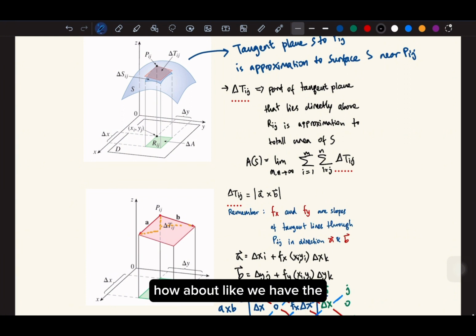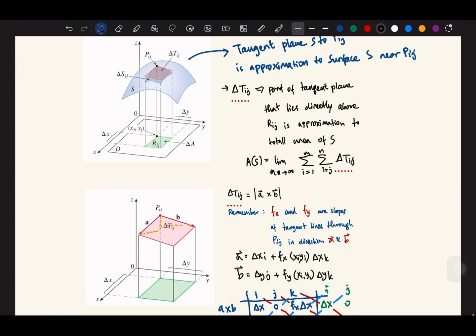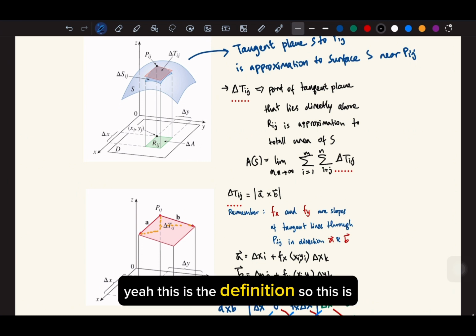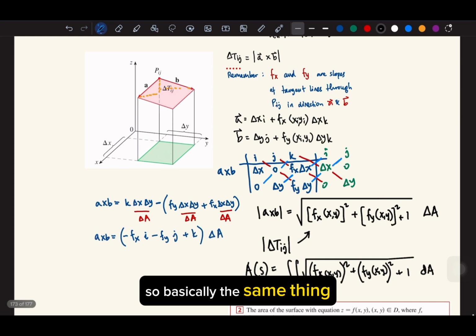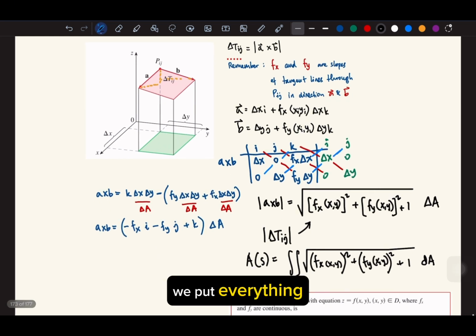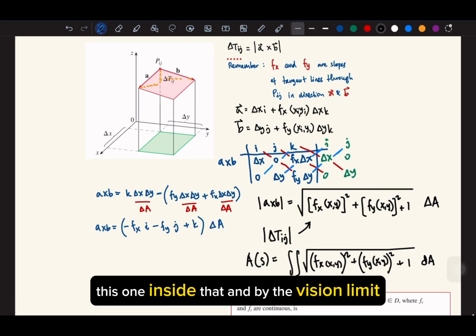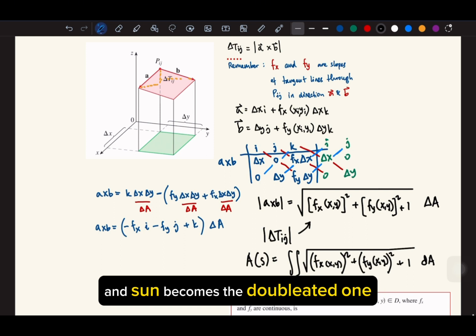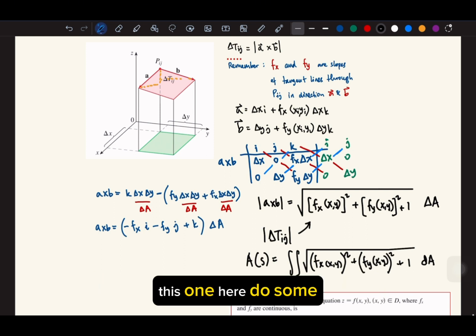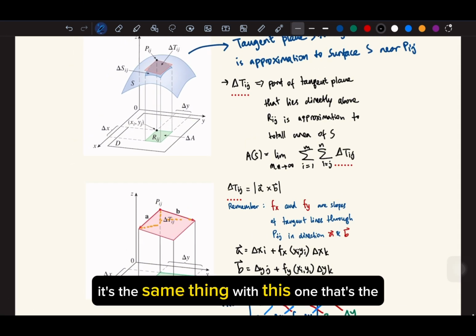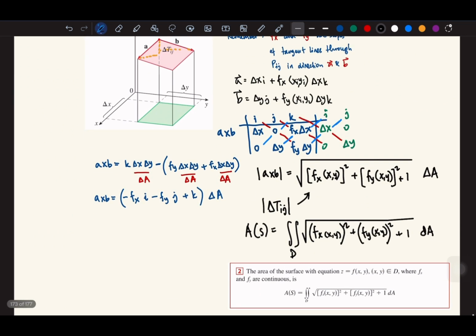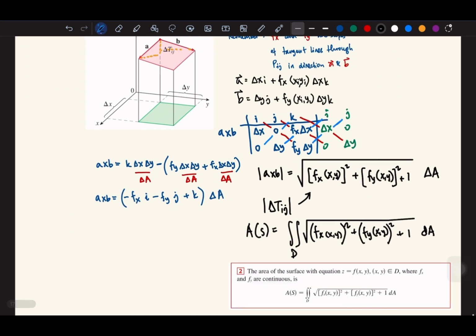How about the function with the limit? Oh, this one? Yes, this is the definition. If we take this and change this with our approximation, which is this, we put everything inside that, and by definition, the limit and sum become the double integral. These two sums become the double integral. It's the same thing as this one, and we can write this.